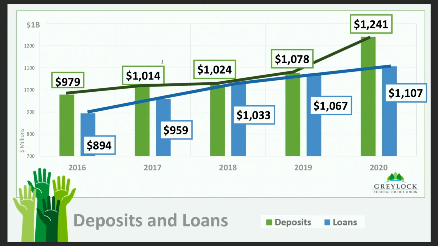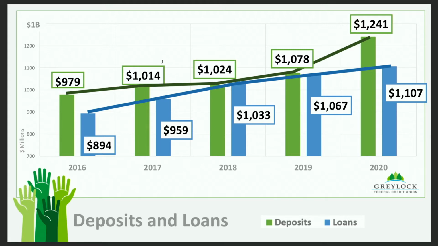On the same chart, you can clearly see that we experienced historic growth of over $160 million to bring total deposits to more than $1.2 billion. This deposit growth resulted from federal stimulus checks and direct deposits to members, PPP loans funded into our member business accounts, and members building savings during uncertain times.